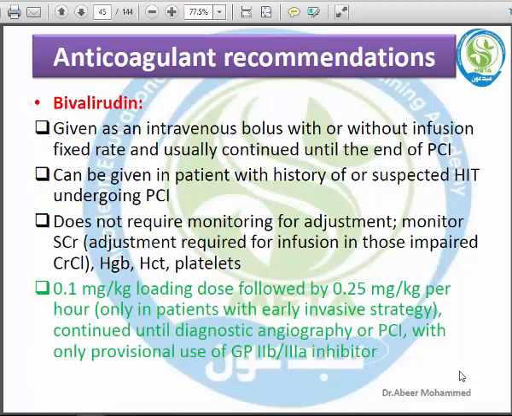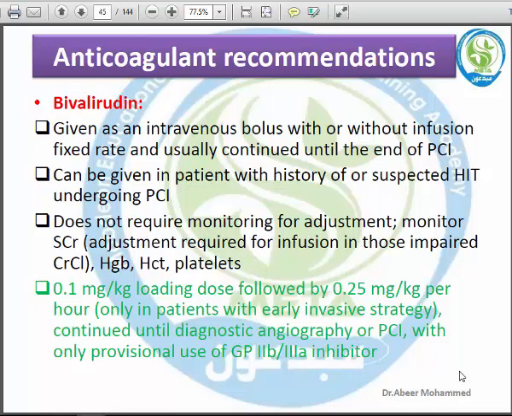Regarding bivalirudin, it could be given as an intravenous bolus with or without infusion, at a fixed rate, and usually continued until the end of PCI. It can also be given in patients with a history of or suspected HIT undergoing PCI. That means fondaparinux and bivalirudin are safe in patients with risk of HIT. The other important thing is that bivalirudin doesn't require monitoring or adjustment. We should just monitor serum creatinine.